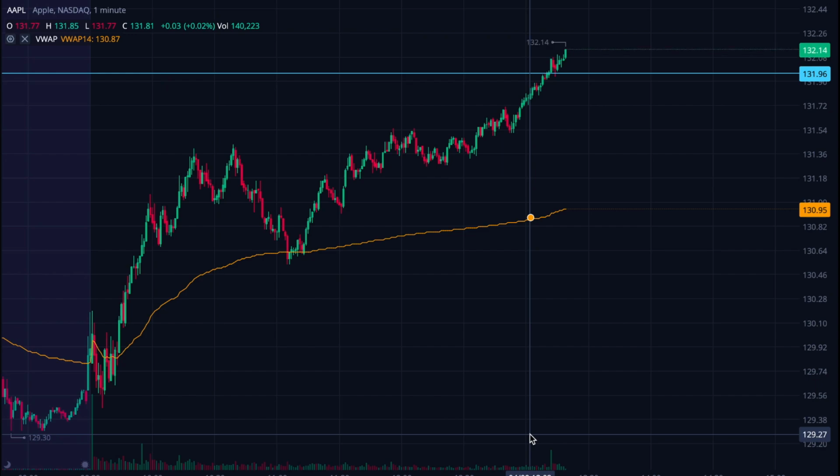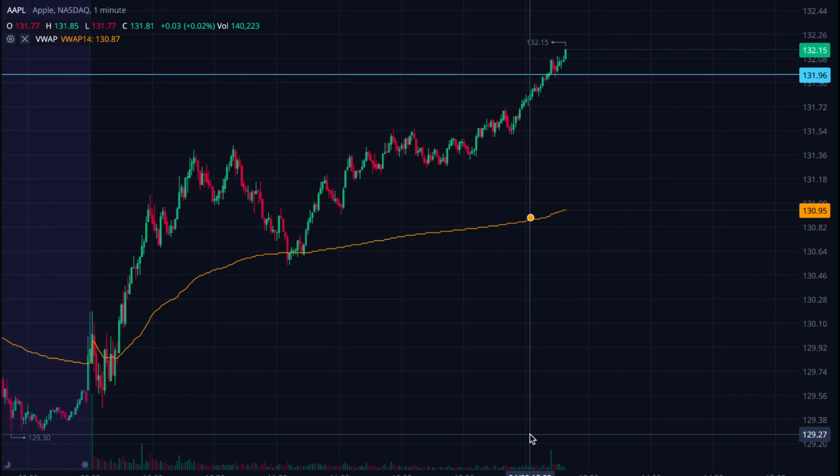Hey everyone, Dan here. Today we're going to look at the VWAP and how that indicator can help you with out-of-the-box, as simple as can be, support and resistance zones to look at to help your trading.